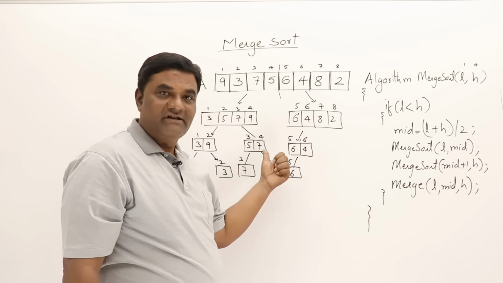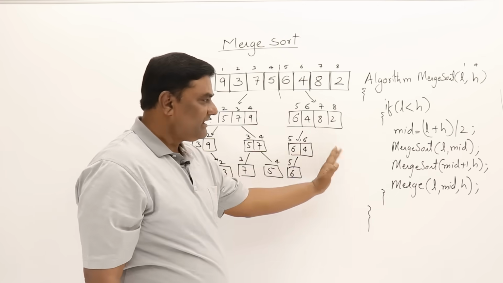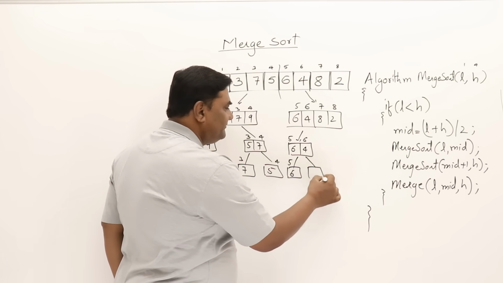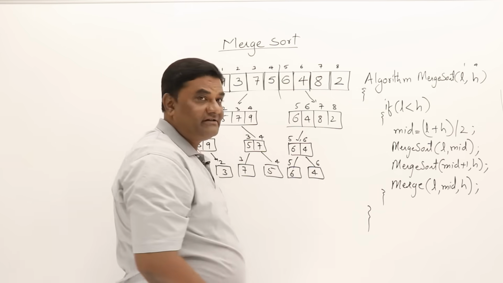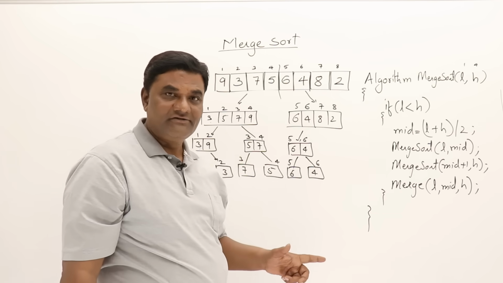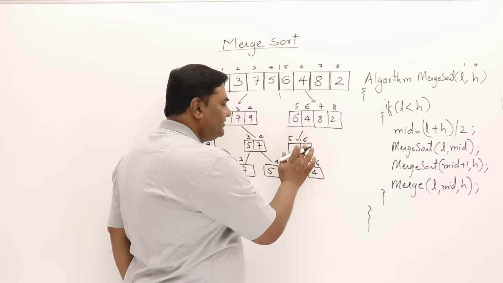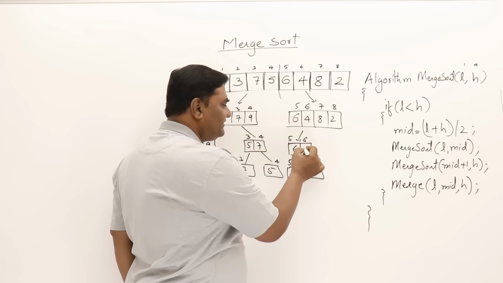Now low is also 6, high is also 6. It will go on the right hand side, this call for this one. So this will be 4 and the index is 6. So low is also 6, high is also 6. Then merge, these two are merged. So it becomes 4 first.